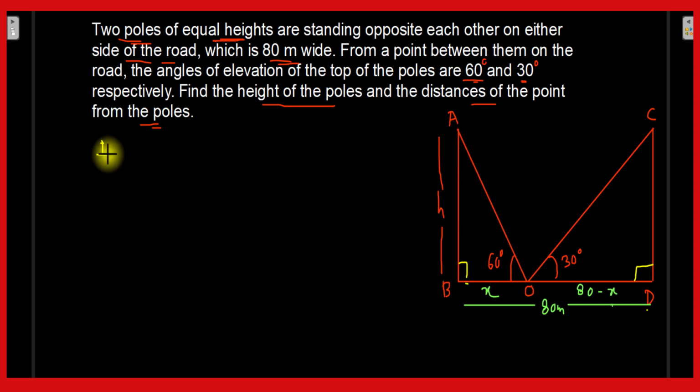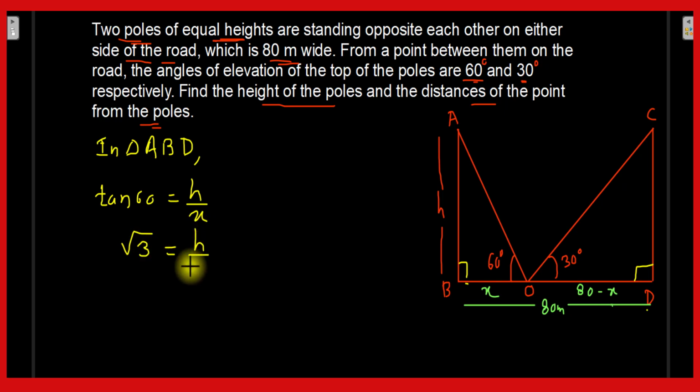So in triangle ABO, here we have tan 60, that is equal to opposite upon adjacent, that will be h upon x. Now we know that the value of tan 60 is root 3, that is equal to h upon x. Correct? So we got root 3 is equal to h upon x. Let this be equation number 1.